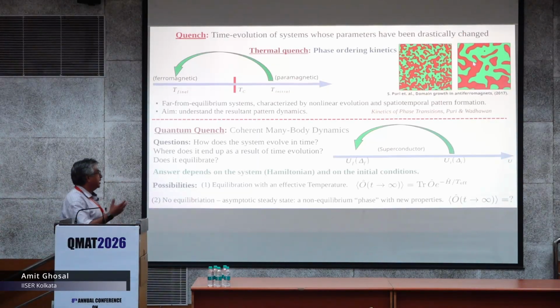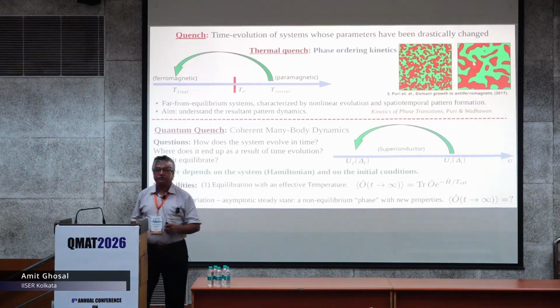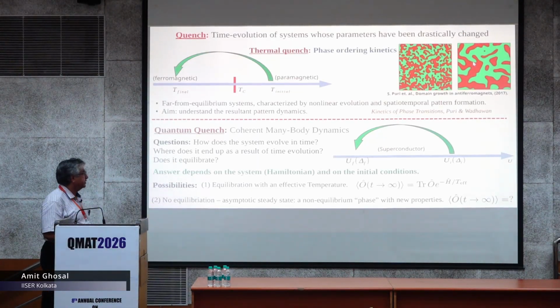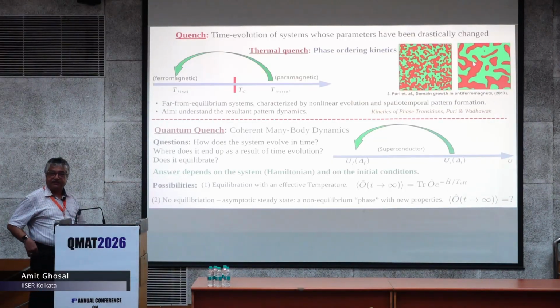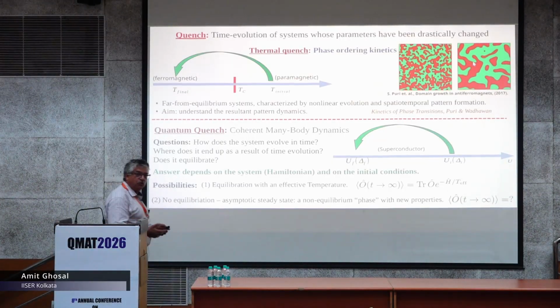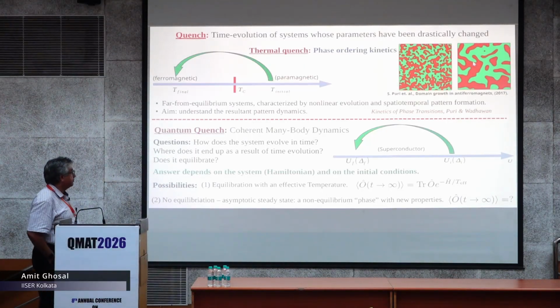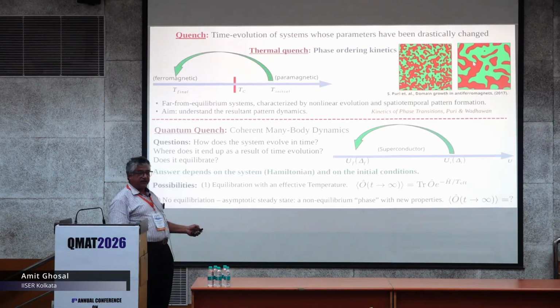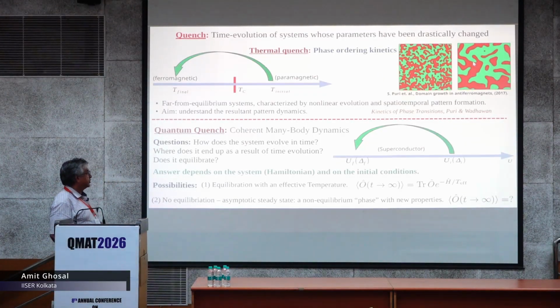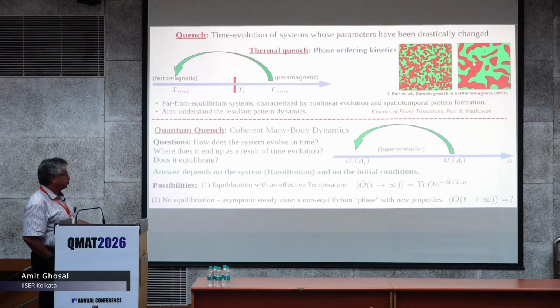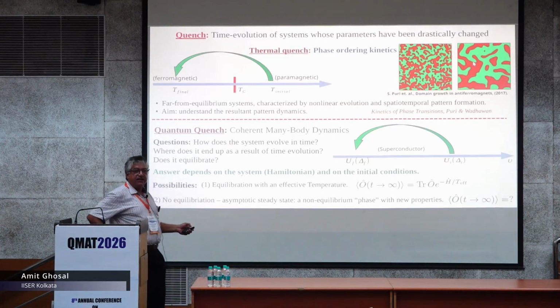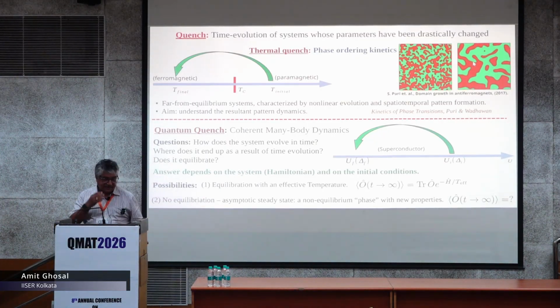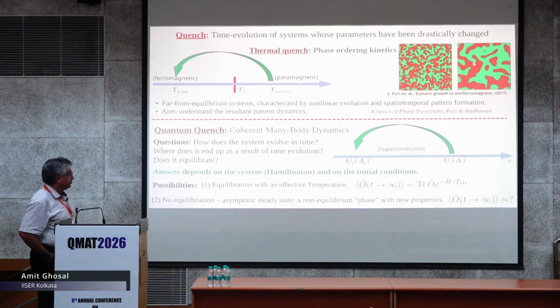So we have in JNU one expert, Professor Sanjay Puri, who has contributed significantly in that field. But we are not going to talk any more about thermal quench, but we'll talk about quantum quench, where one talks about coherent many-body dynamics. So you take a superconductor with some UI. UI is the superconducting attraction. I mean, we'll define things more as we go along.